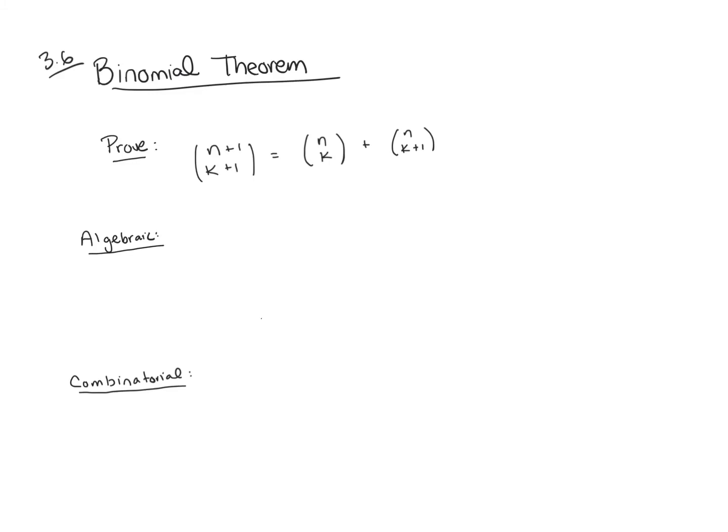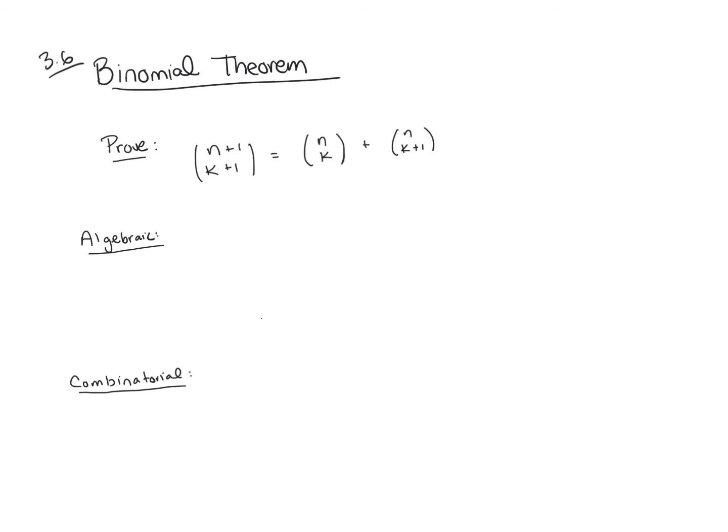Section 3.6 talks about the binomial theorem. So let's start with an example here. We're going to prove that n plus 1 choose k plus 1 is equal to n choose k plus n choose k plus 1. And we're going to do it two different ways. We're going to do it algebraically first.